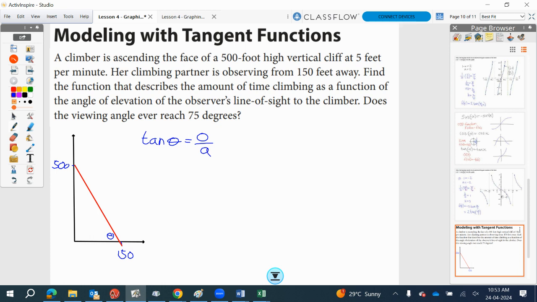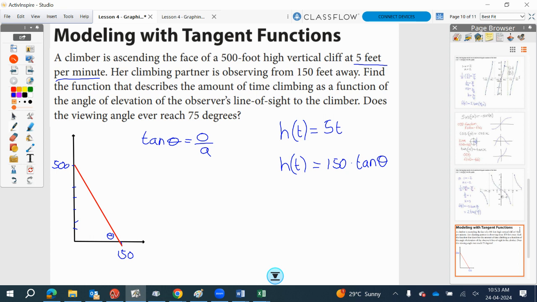We also can describe the height in terms of t. He's climbing at 5 feet per minute, so his height is 5t. His height is changing along this direction. So his height is the opposite, which is equal to the adjacent, which is 150, times the tangent of the angle.